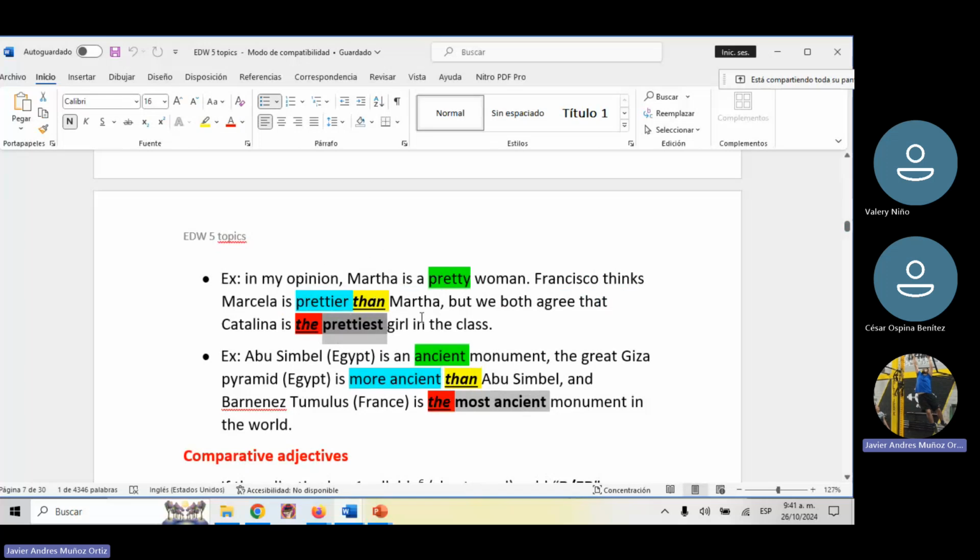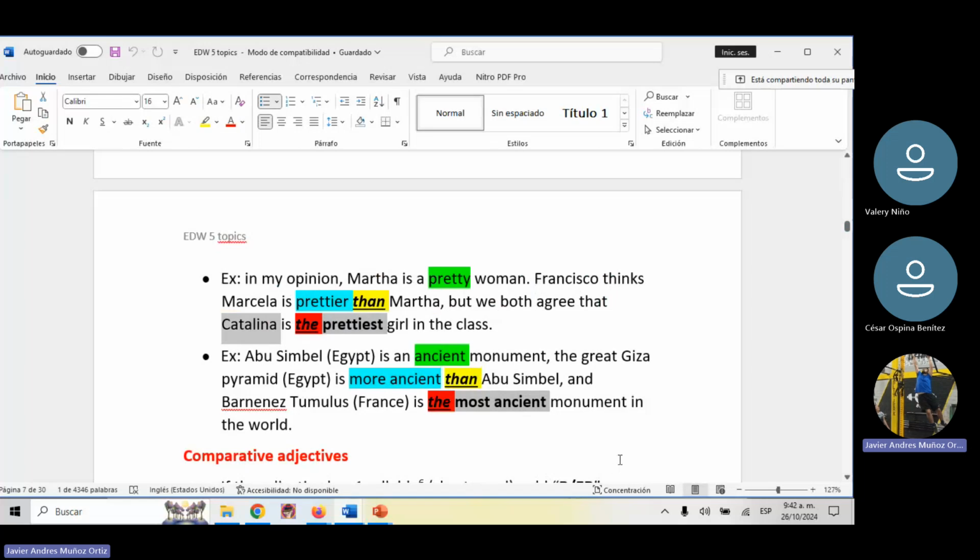One against one. And the other example in the superlative way is: Catalina is the prettiest girl in the class. There are many beautiful girls in the class, but this one gets the prize of the prettiest, right? So she is unique in this context, right? So adjective, comparative, and superlative.